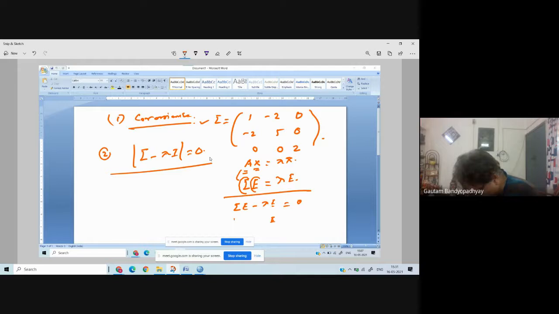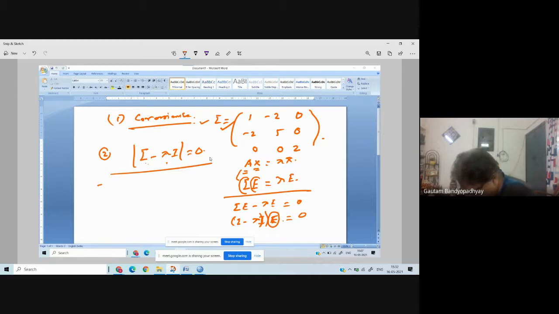Then we can take E common. Then what do we get? Sigma minus lambda I, times E, equal to 0. The eigenvector can never be 0, so the determinant of sigma minus lambda I must be equal to 0. This is the reason we take the determinant of sigma minus lambda I. Sigma is the covariance matrix; here you can also consider the correlation matrix.